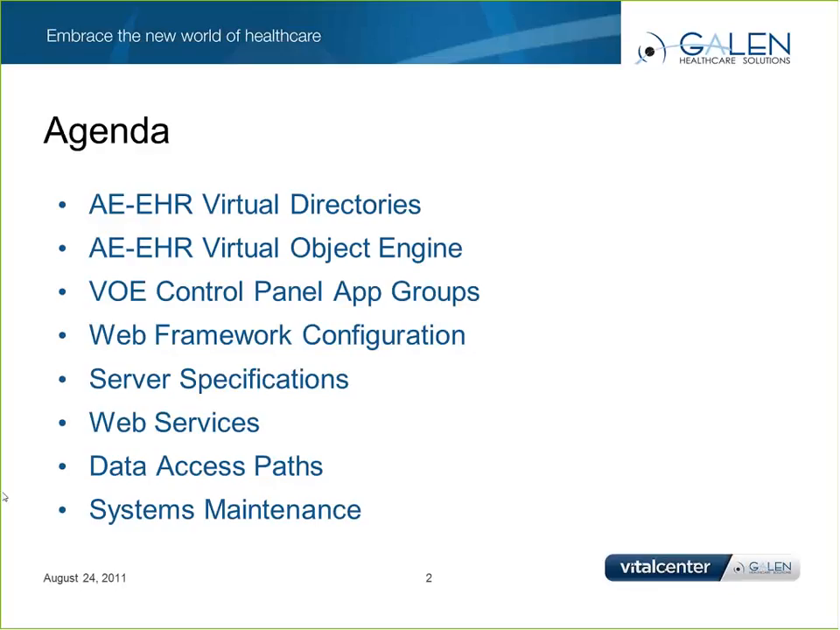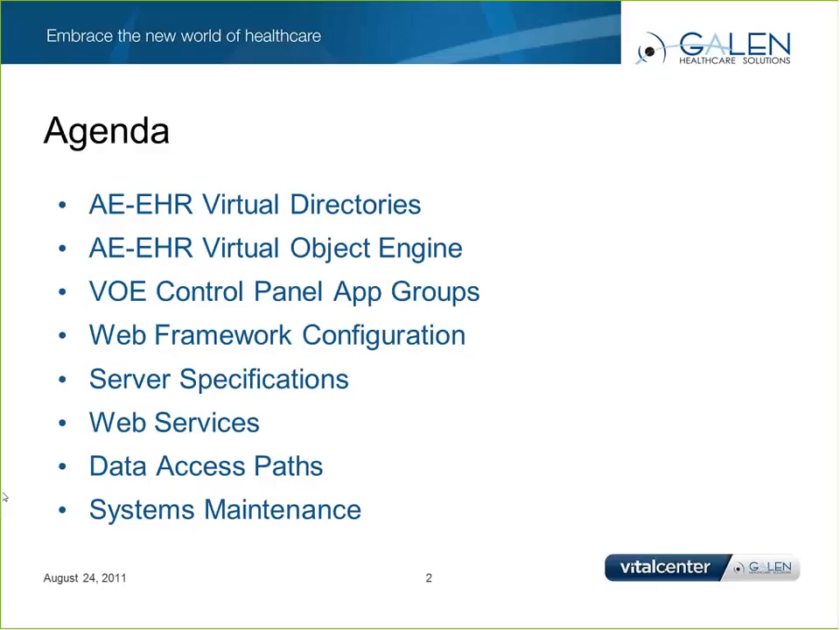We'll follow that with the VOE control panel, which is where we configure the VOE connections. We'll move from there into the web framework configuration. The key of that is going to be the configuration file, and we'll walk through quickly how that file is set up for connectivity to the IDX web framework database. We'll move from there into talking about the web server specifications, the core software and hardware requirements for this server role. Move from there into the web services, what do we need installed on this server role to prepare for the installation of the enterprise software.